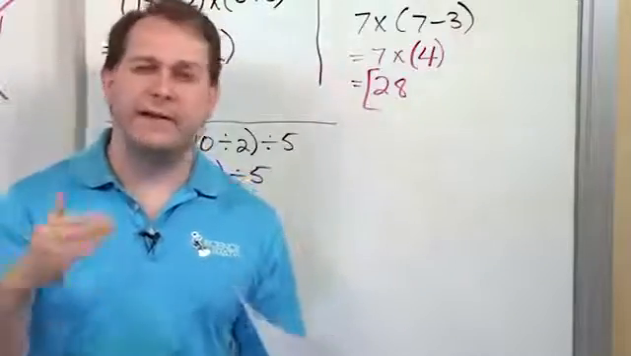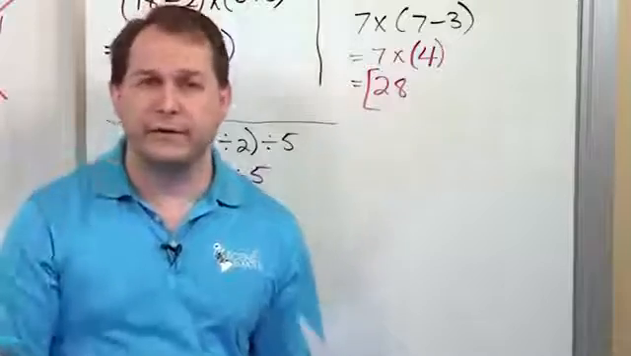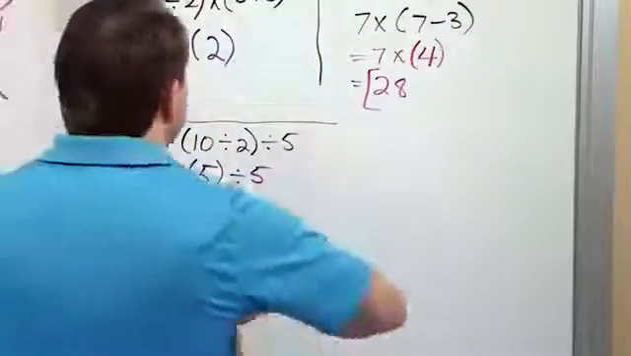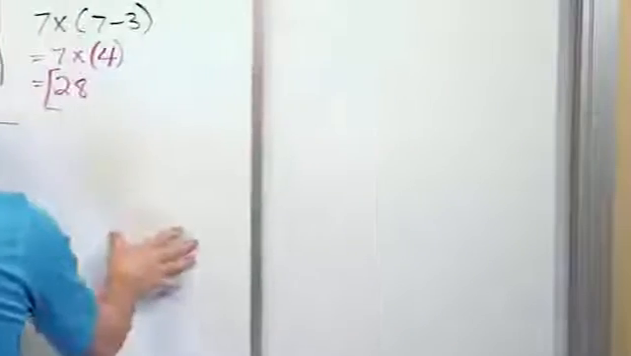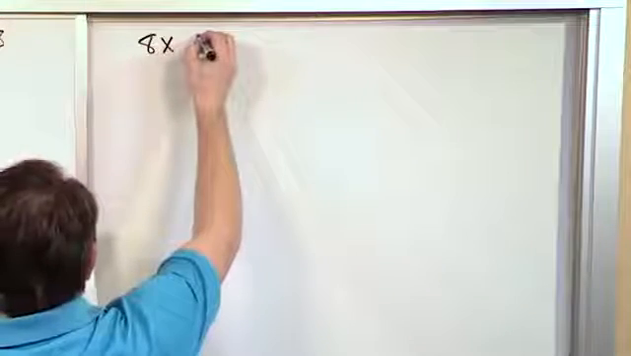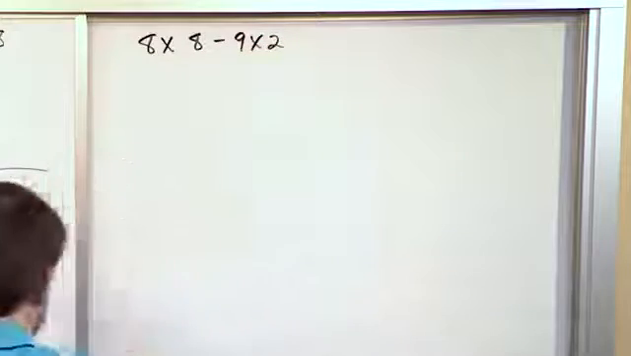So you just kind of have to keep an eye on the ordering, and there's only 3 rules at this level that you need to know. Okay? Now, let's go ahead and switch this over and do a couple more additional problems, just to give you some extra practice. What if you have 8 times 8 minus 9 times 2? How do we handle something like that?